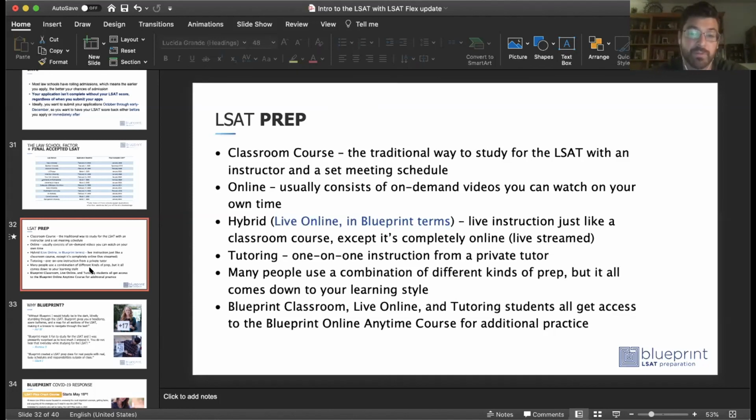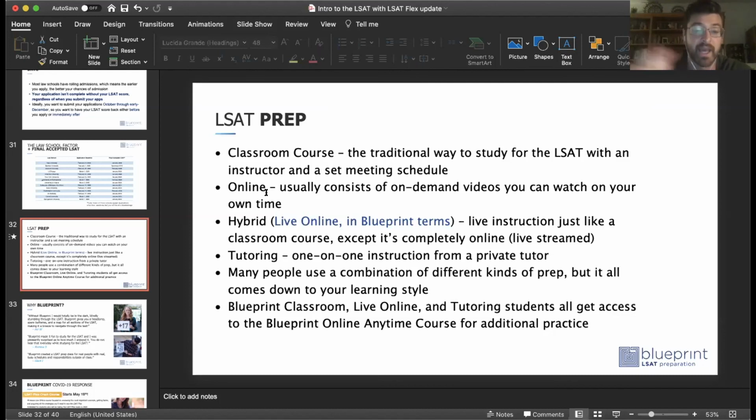Of course, for the foreseeable future, probably on into the summer, not to speak completely for Blueprint, it's very unlikely that we're able to see these kind of in-person classes. So that takes us instead to online, which could involve on-demand videos that you can watch in your own time. But there are also new formats called hybrid courses, which Blueprint calls our live online courses, where you have live instruction. It's a little bit similar to this. We'll proceed via Zoom. We'll have an interactive session.